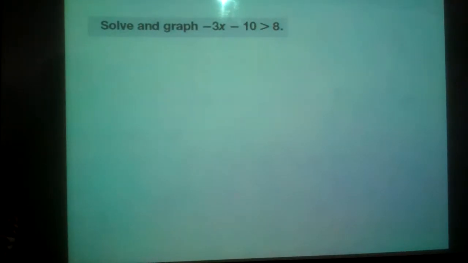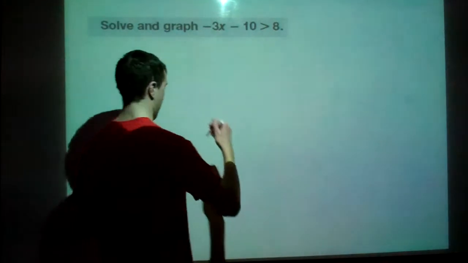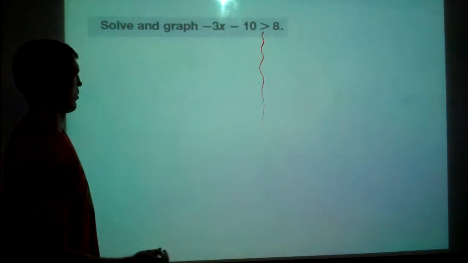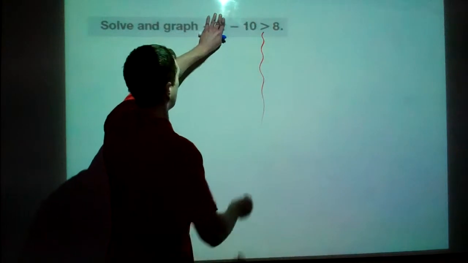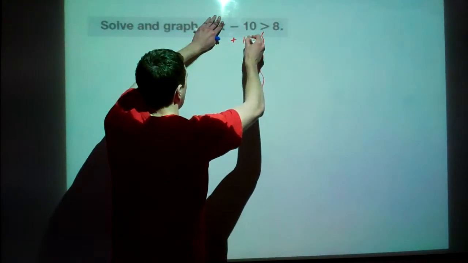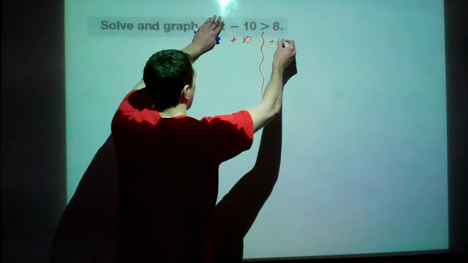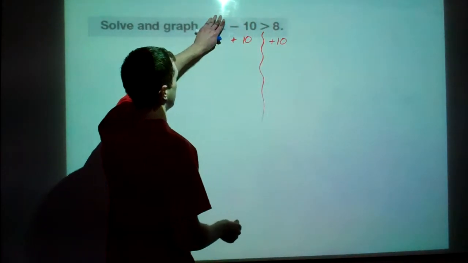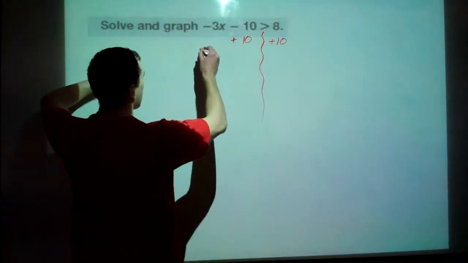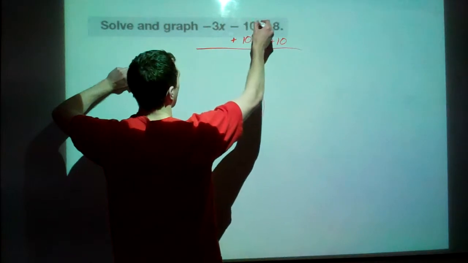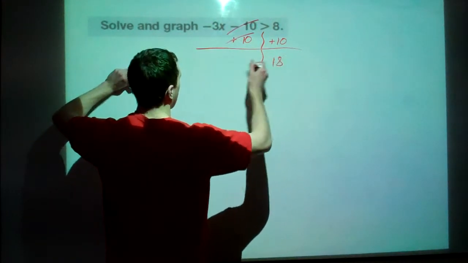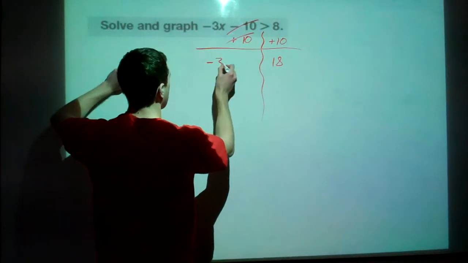Alright, this will be our last example because we're going to cover more of this tomorrow. But here's one where we actually have to solve, and then I want a graph of it. Okay, so first thing we want to do is we are subtracting a 10 from -3x, so we want to do the opposite and add 10. Or ask ourselves what -10 gives us an 8, and it would be 18. Okay, so this and this cancel out. We've got 18 left, and -3x stays.